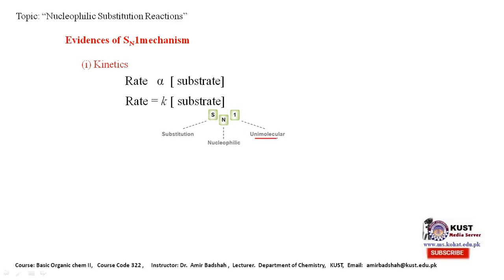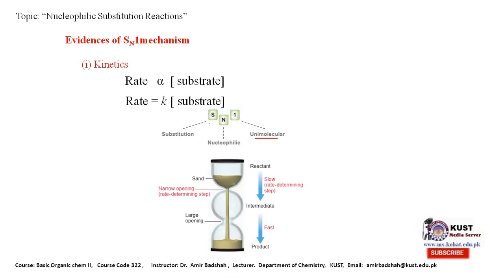Here the 1 represents unimolecular. It means one molecule, the substrate, is involved in the rate determination step, and the N represents nucleophilic substitution, which means one nucleophile has been replaced by another. So substitution takes place, one nucleophile is substituted by another, and that is why it is called the SN1 mechanism. In the SN1 mechanism, the slow step is the first step, and the second step is the fast one, as shown here by this apparatus.